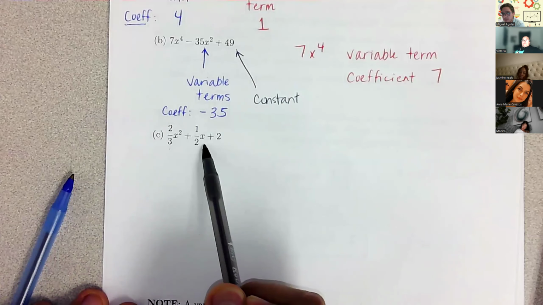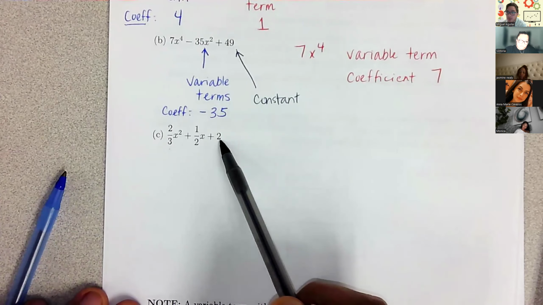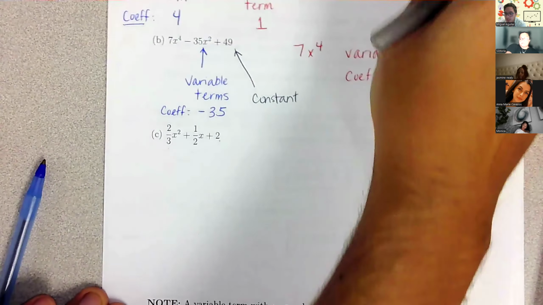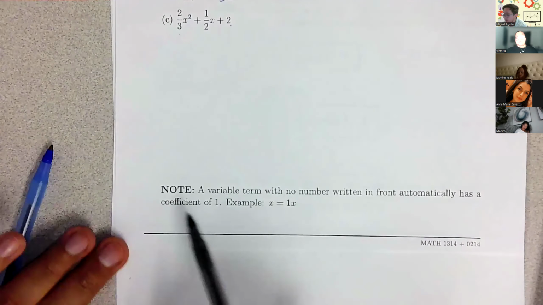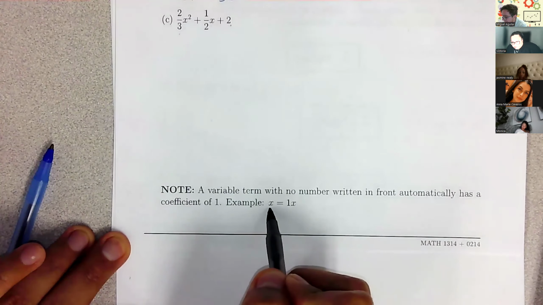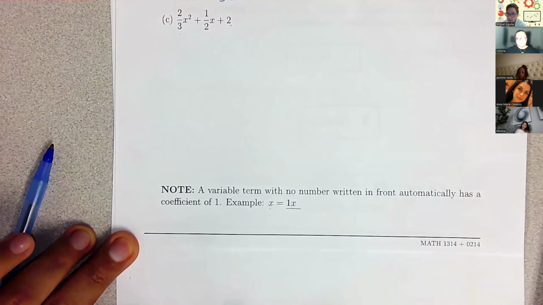This is a variable term. Coefficient is what? 1/2. This is a constant term, so we don't have to worry about coefficients there. Does that make sense? Yes. At the bottom of that worksheet, I put a note to remind you that if you ever see a variable that does not have a number in front of it, the understood coefficient is 1.